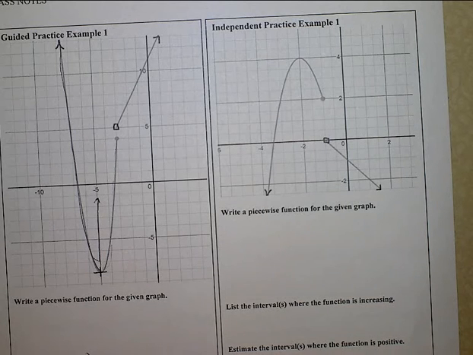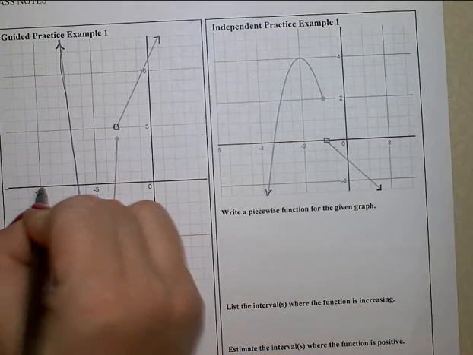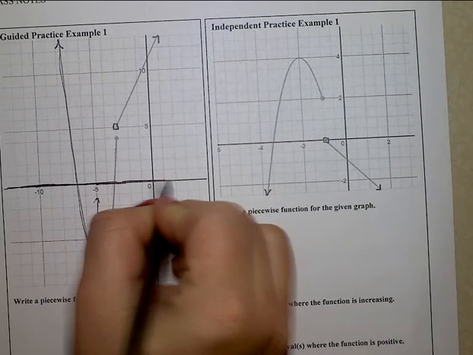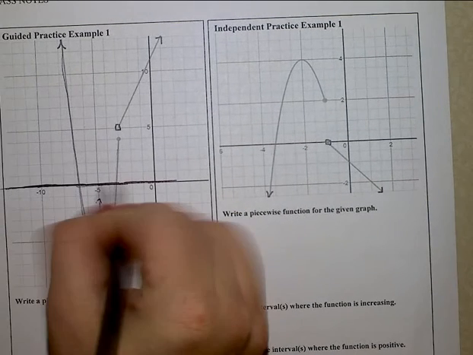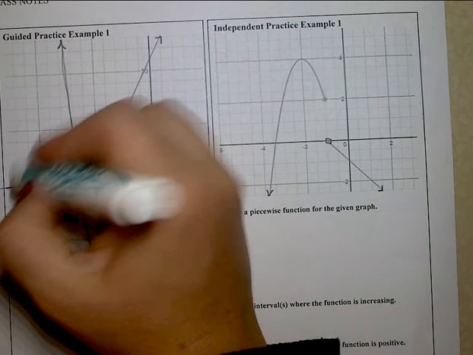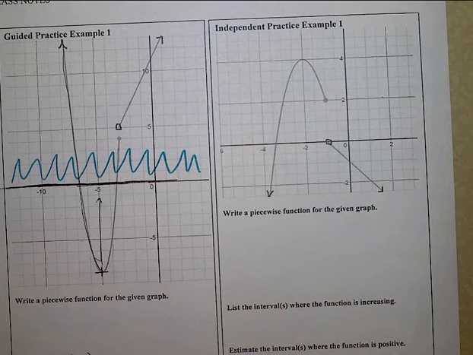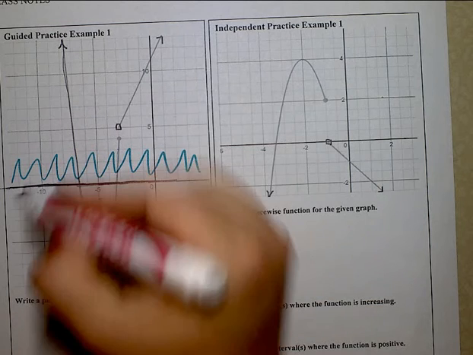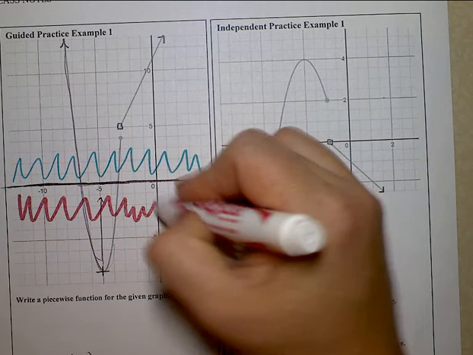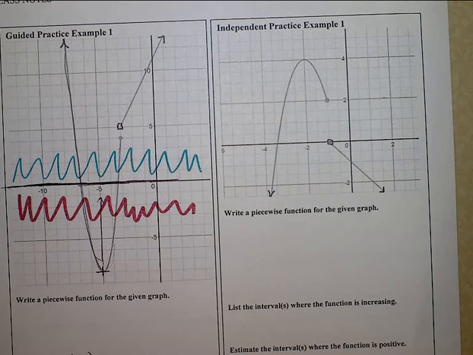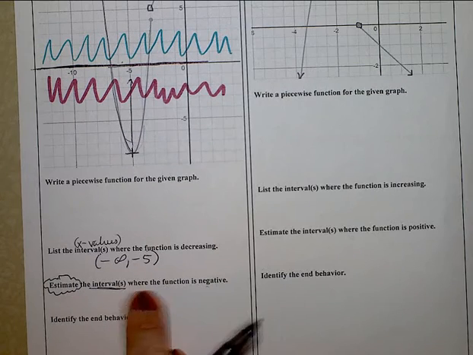So if you could do me a favor, I want you to darken in this line. Anything above this is positive, so I'm going to just do this bluish green color. And anything below the x-axis that you just darkened in is negative. This particular question says, estimate where the intervals are negative.